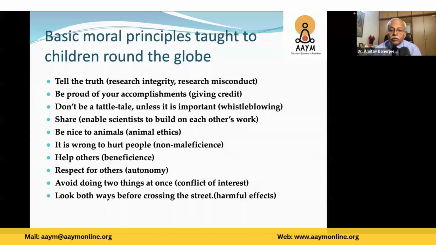Look both ways before crossing the street. That is the risk-benefit analysis. Every intervention has some risk and every intervention has some harm.